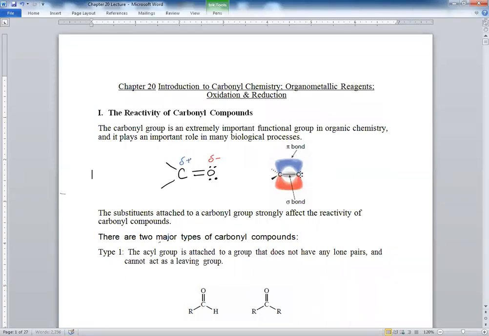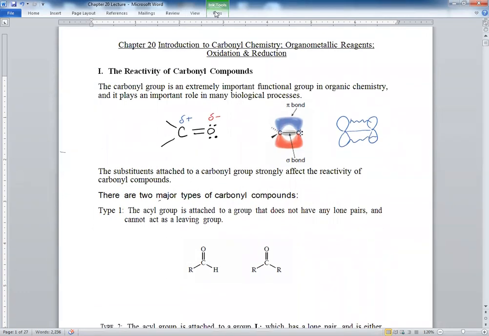Now, it's important to talk about what is happening in terms of the overlap. You have a sigma and a pi bond, and the pi bond is made up of the p orbitals on carbon and oxygen, as we discussed plenty of times how pi bonds are formed. So remember, pi bonds are formed when you have the overlap between p orbitals. So that's a pi bond. And then you have a sigma bond in the middle.